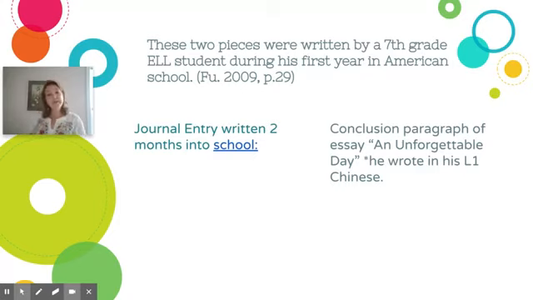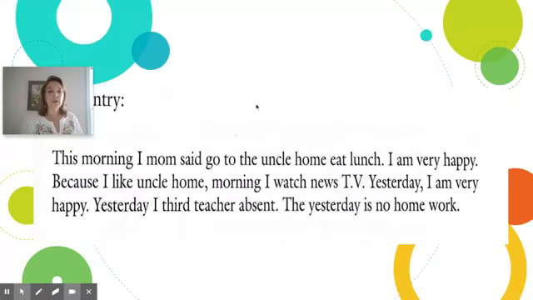So this is the journal entry 2 months in. If you notice right away, as you just glance at it, you'll see lots of English words. Obviously, he has the general structure of English sentences coming from an Asian background. The vocabulary is extremely different. The alphabet's different, all of those things.